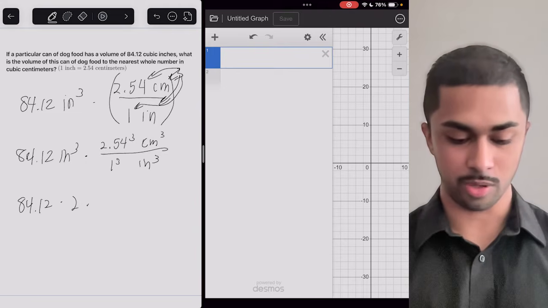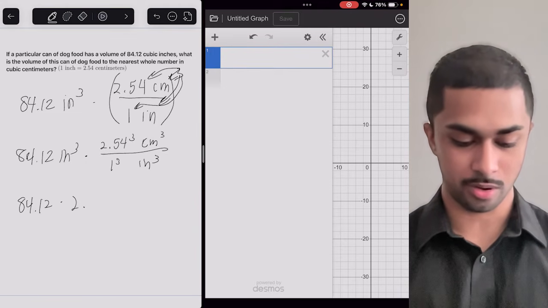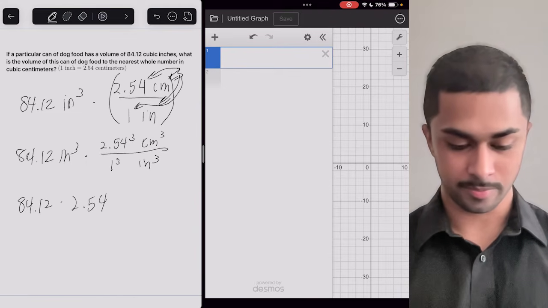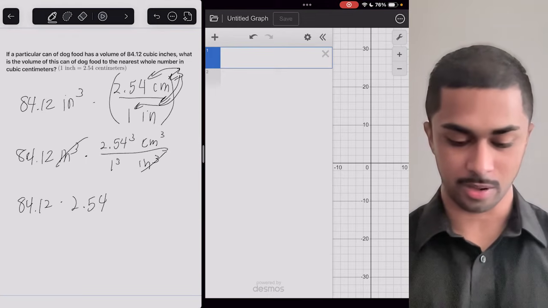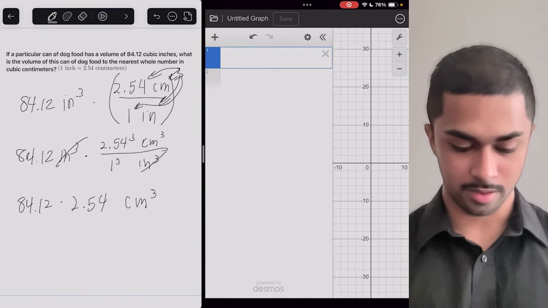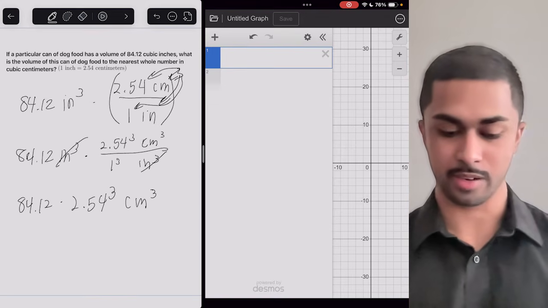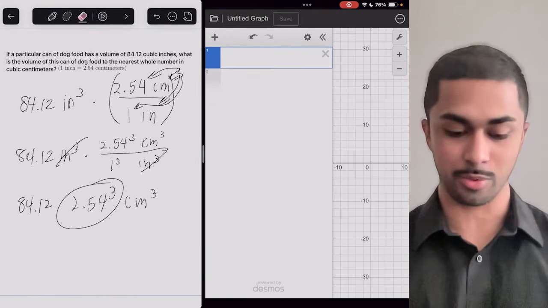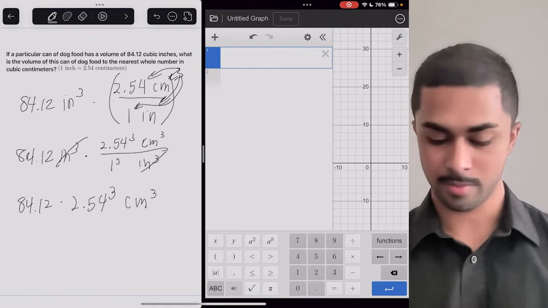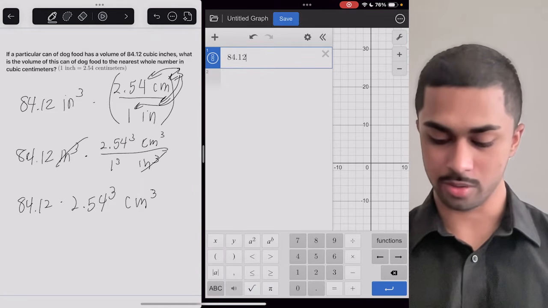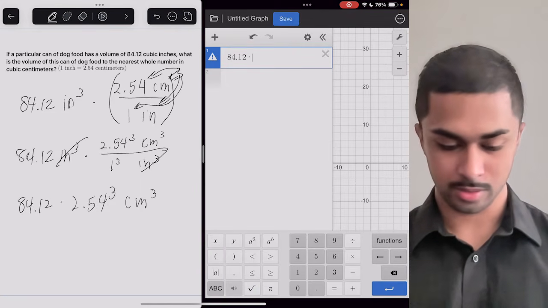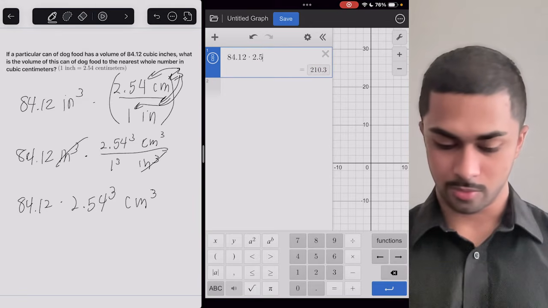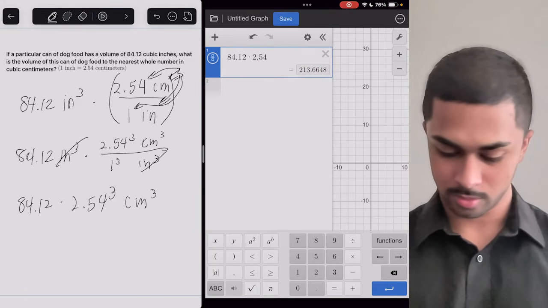which is 84.12 times 2.54, these inches cubed cancel out, and then you're left with centimeters cubed. By the way, this is supposed to be 2.54 cubed, my bad. 84.12 times 2.54 cubed.